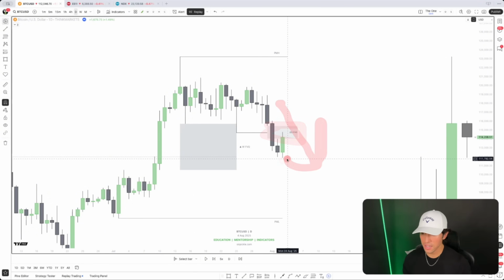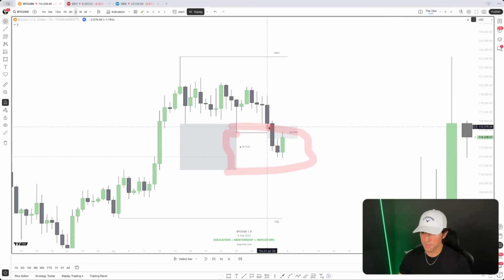It is pointing against us. So we have the monthly in line, we have the weekly in line, but the daily is not in line just yet. Price is stuck right now between this bullish weekly fair value gap and this bearish daily fair value gap. This is what I would consider trapped order flow.